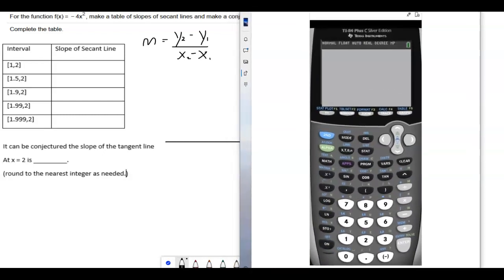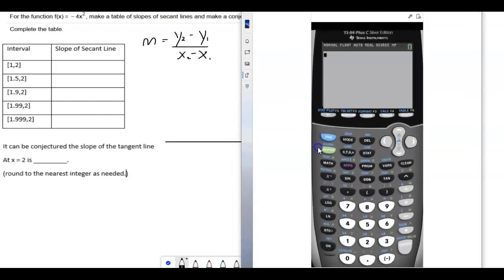Hopefully we can all see that. I'm going to make this a little bit easier. I am going to put this equation, the negative 4x squared, in my y1. So you hit y equals, and then you're going to do negative 4x squared. Enter. Now I can pretty easily pull that up.